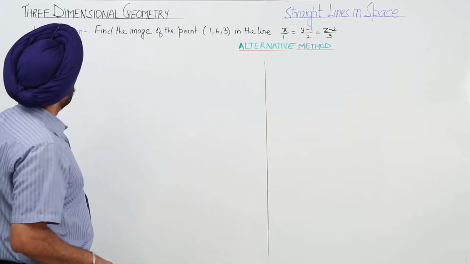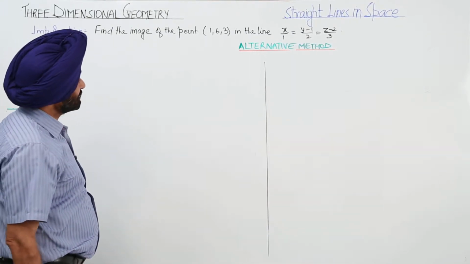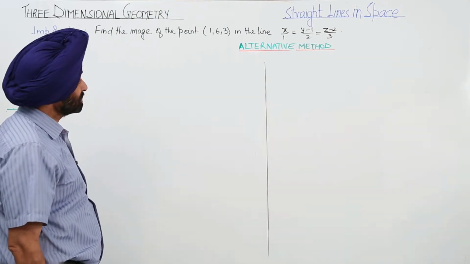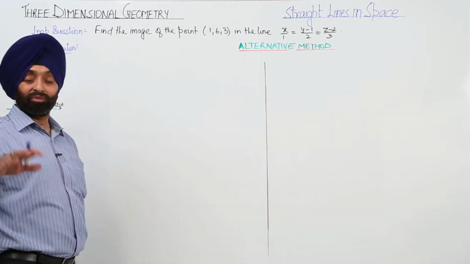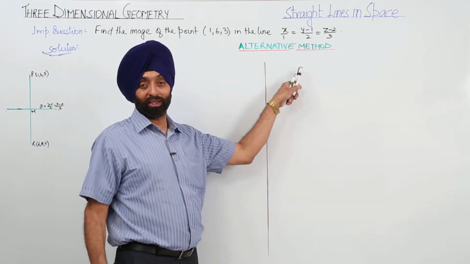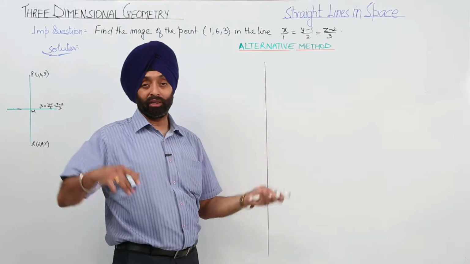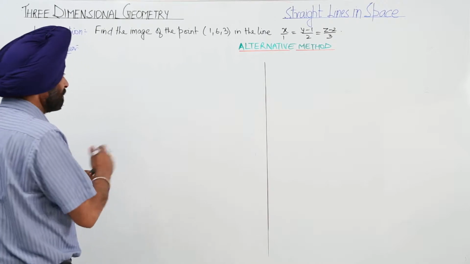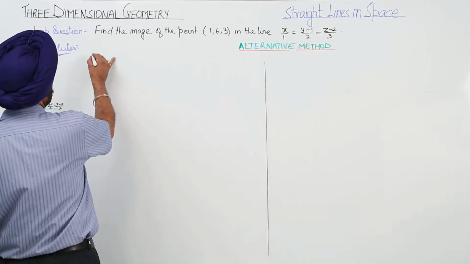Now find the image of the point (1, 6, 3) in the line x upon 1 is equal to y minus 1 upon 2 is equal to z minus 2 upon 3, and we have already done this question. So now we are going to use an alternate method. Whatever you think is easy, either the last one or this one, go for that.